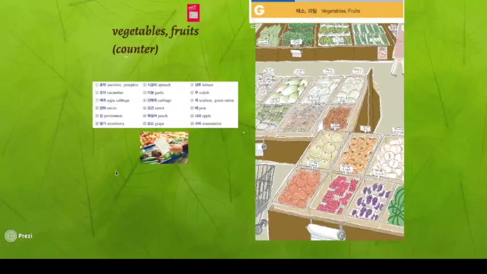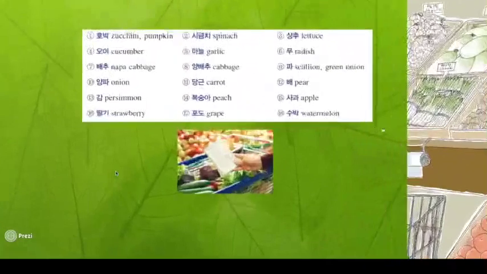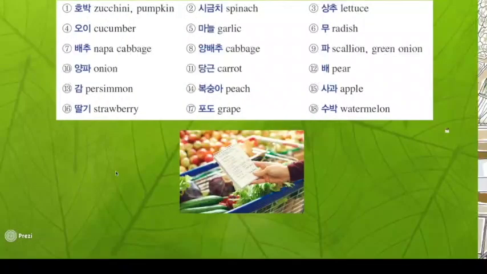Okay, the words. So this appendix contains 18 entries, starting from 호박 to 수박. Right? 호박 is zucchini, pumpkin, and 수박 is watermelon. Check the English definitions.